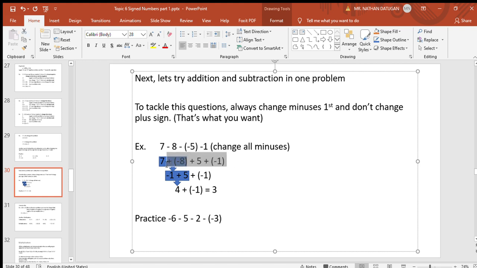So now we have a new problem, 7 plus negative 8 plus 5 plus negative 1, and you do it pretty much part by part. 7 plus negative 8 should give you negative 1, and then negative 1 plus 5 should give you 4, and 4 plus negative 1 should give you positive 3. And now you guys choose to practice by yourself.